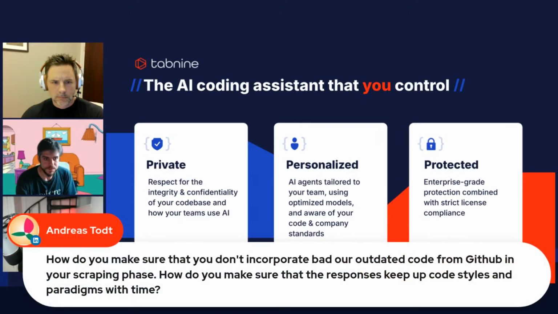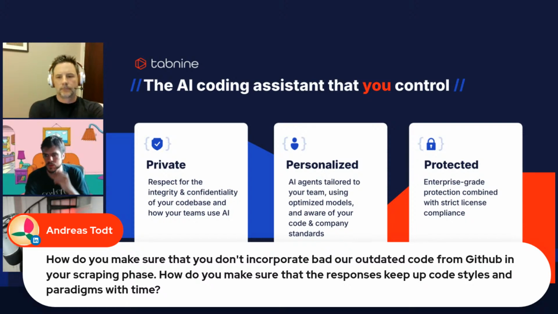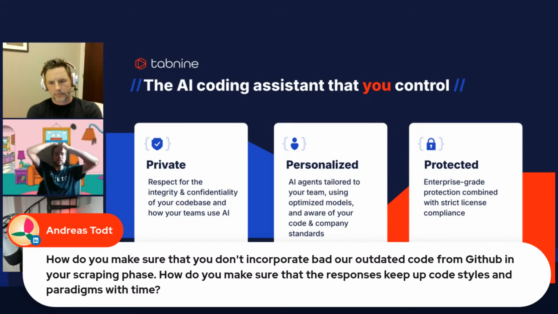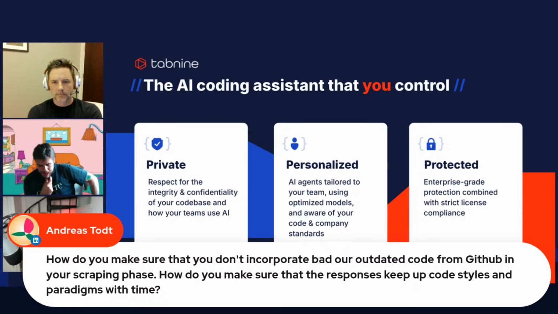So we got a question from the audience here. How do you make sure that you don't incorporate bad, outdated code from GitHub in your scraping phase? How do you make sure that the response keeps code styles and paradigms with time? That's an excellent question, Andreas, and one which we discuss a lot internally.